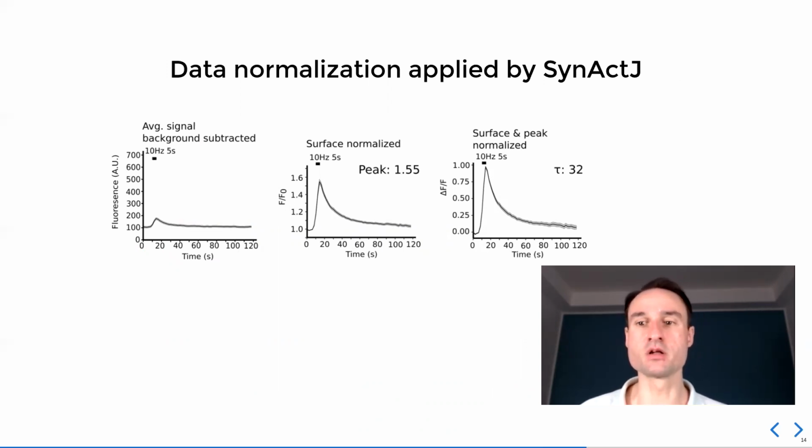The average background value is subtracted from the average signal to compare differences in peak response to the stimulation. The background-corrected signal is surface normalized by dividing the signal by the average value of the trace in the frames prior to the stimulation. To compare how fast the signal returns to baseline, a further normalization to the peak of the trace is performed.